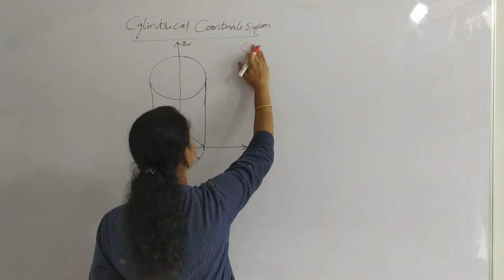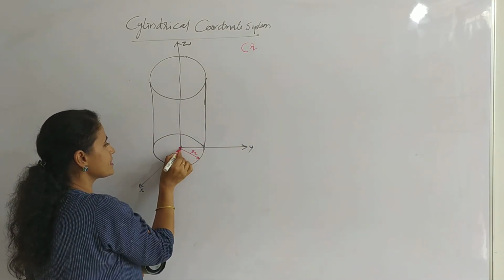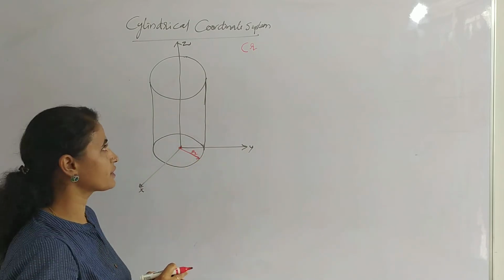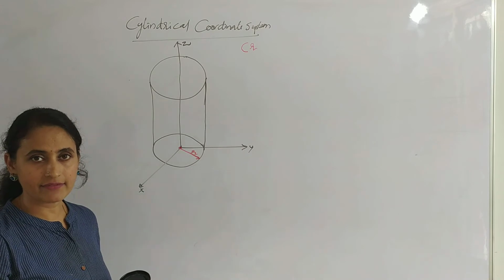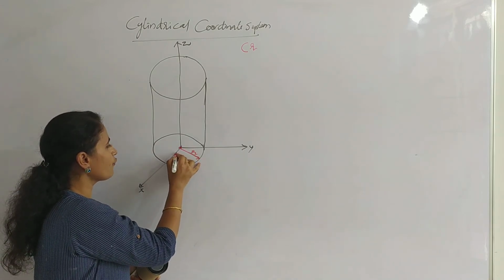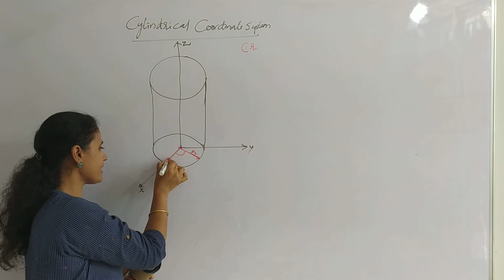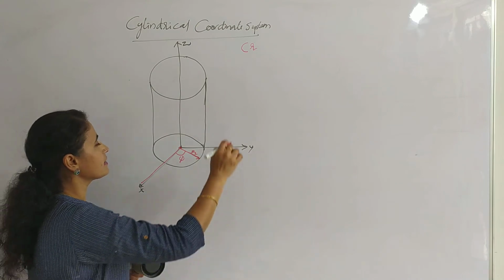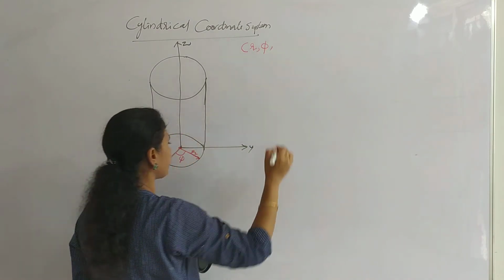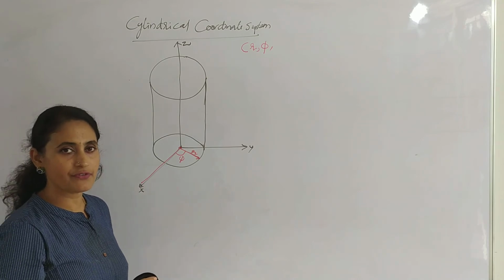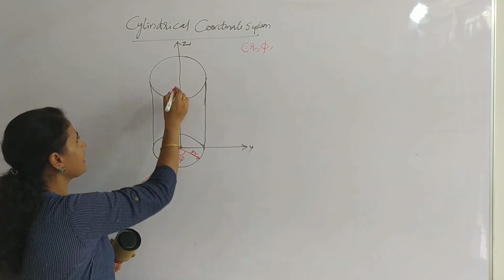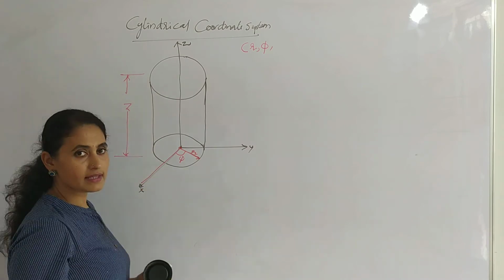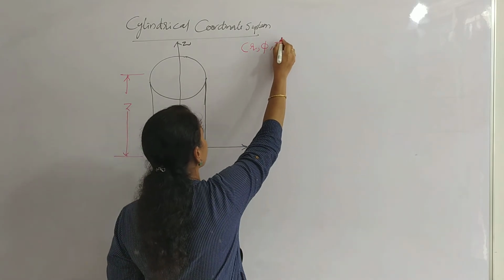Let us have a reference; we will write R only. This is the radius of the surface of the cylinder, the bottom or top surface, and it is the first coordinate. The second one: this radius line forms some angle with respect to the x-axis. Let this be phi. The second coordinate is phi. And the third coordinate of the cylindrical coordinate system is the height of the cylinder. Let this be z.